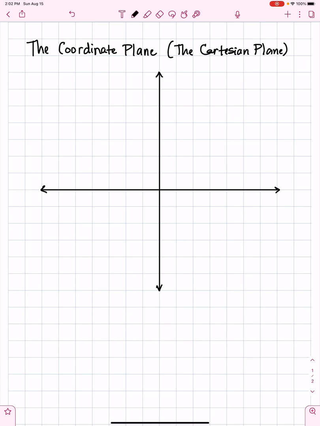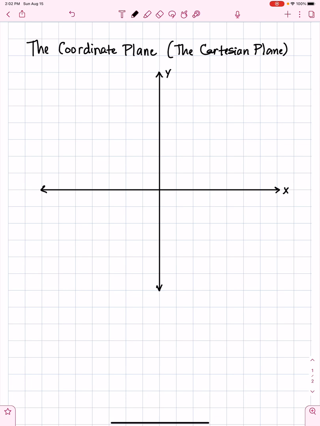All right, so as you can see in my picture, I've got the y-axis here, and I've got the x-axis. The x-axis is horizontal, the y-axis is vertical. We also have coordinate quadrants, okay? So we've got quadrants within here.